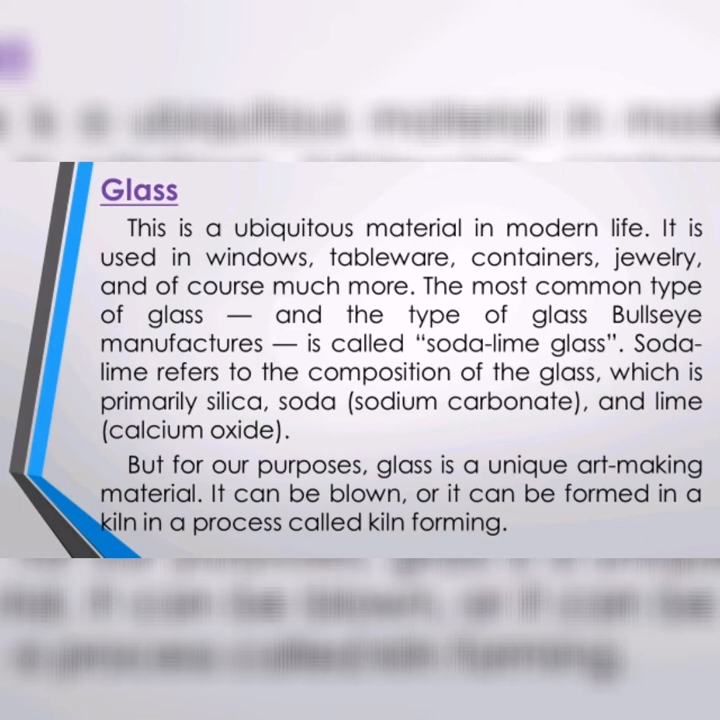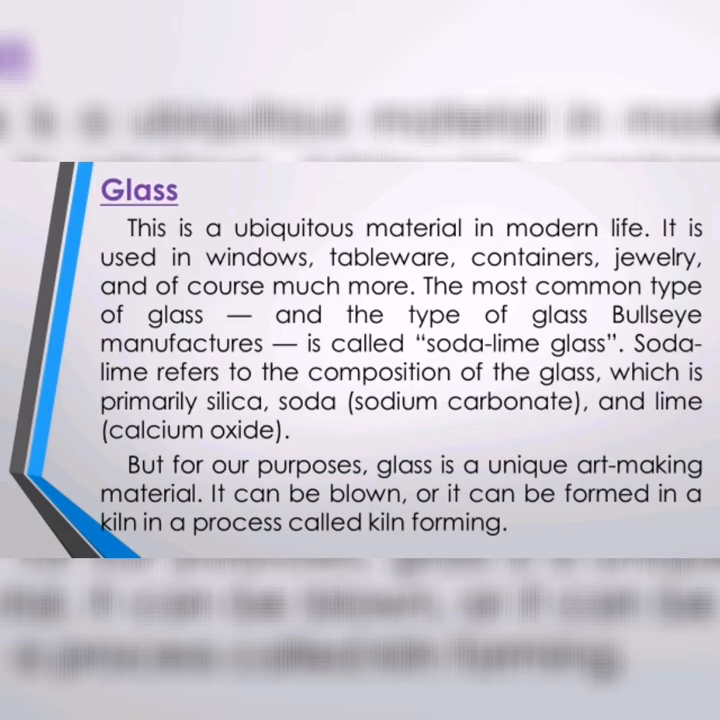Glass. This is a ubiquitous material in modern life. It is used in windows, tableware, containers, jewelry, and of course much more. The most common type of glass, and the type of glass Bullseye manufactures, is called soda lime glass.